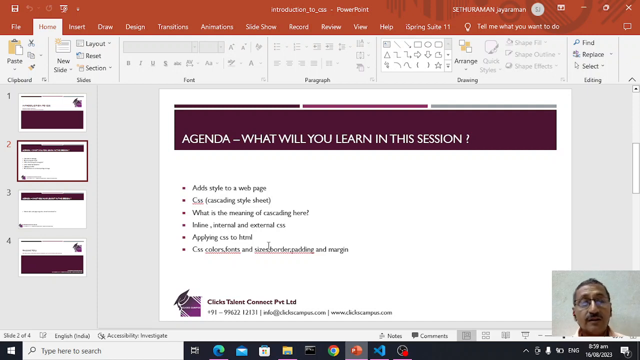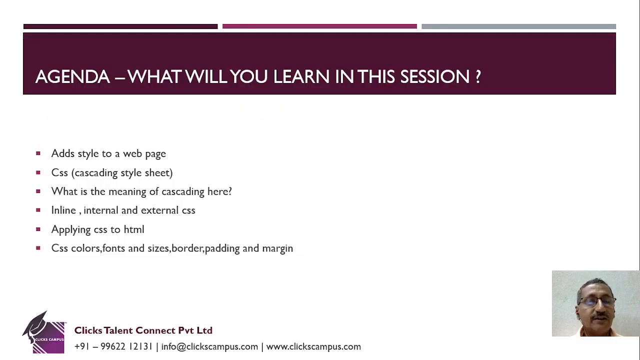Now we will see with an example how we create a cascading style sheet. We discussed adding style to a web page, what cascading means, and then what inline, internal and external CSS are. We can apply CSS or style to a web page in different manners. When every element can be applied a particular style, that's called inline.